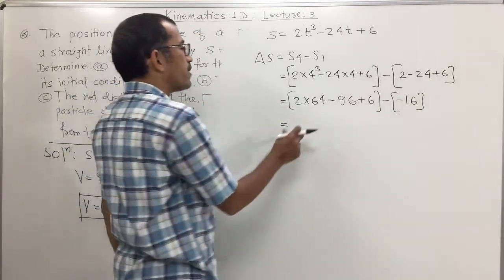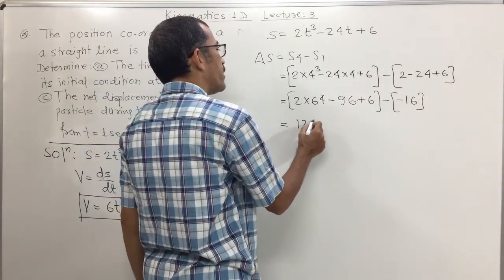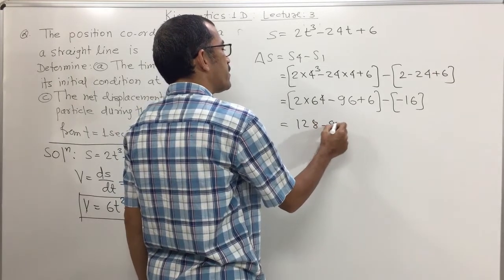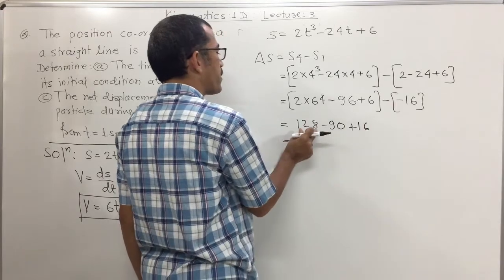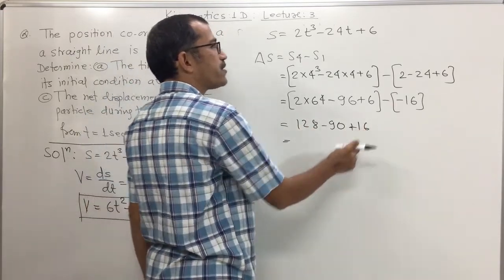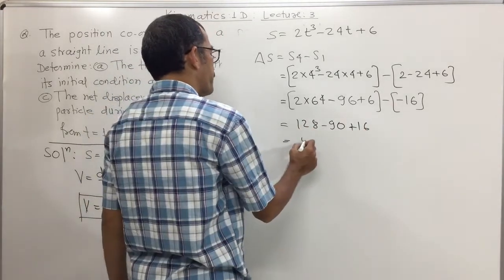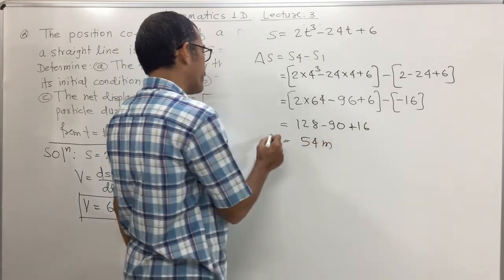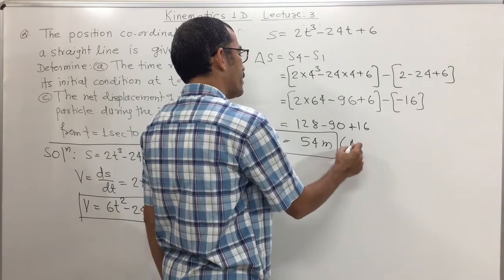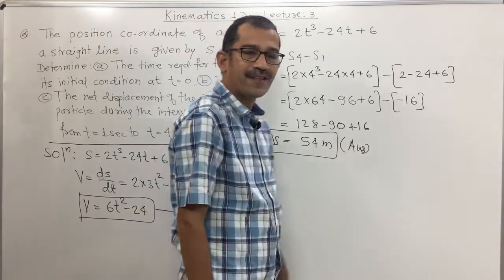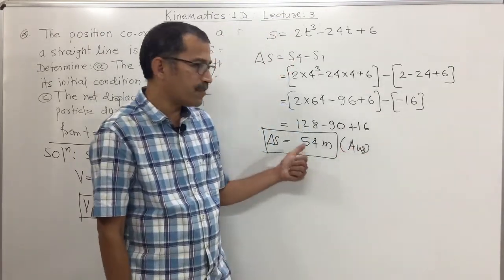Okay. This will be what? 128 minus 90 plus 16. So this will be 38 plus 16, 54 meters. This is your third answer, right? This is your third answer. Clear? That means 1, 2, 3 part.